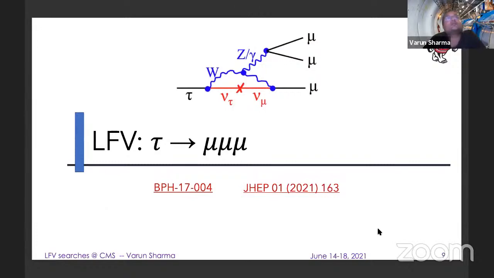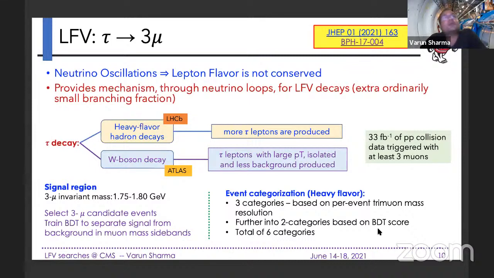So moving to tau to 3 mu decays. I'll be revolving around neutrino oscillation. The observation of neutrino oscillation does not just prove that lepton flavor is not conserved, but it also provides a mechanism, through neutrino loops, for lepton flavor violating decays, albeit with extraordinarily small branching fractions. But they do provide a mechanism to probe this.